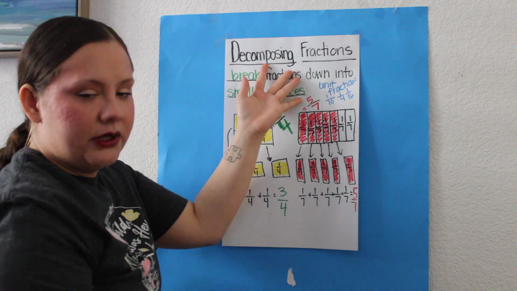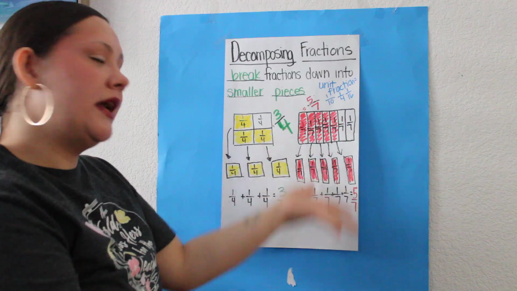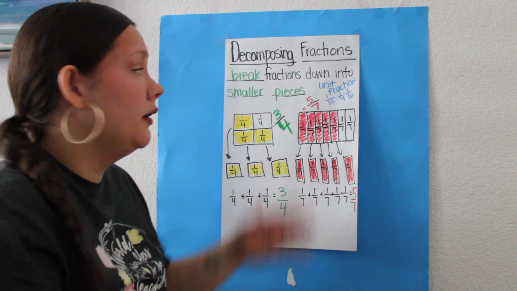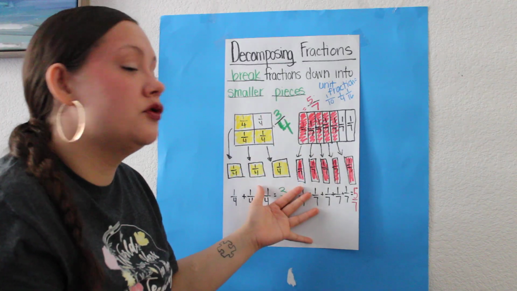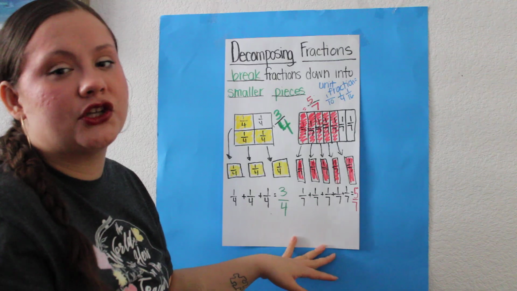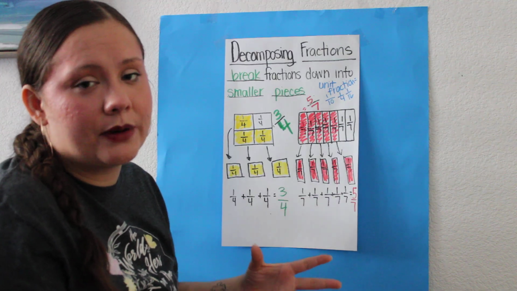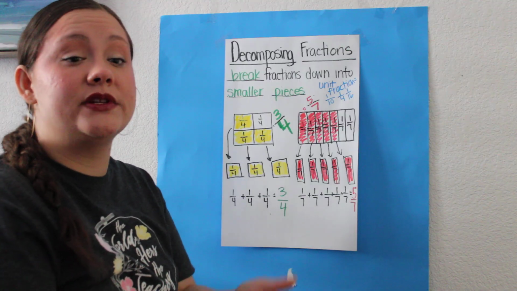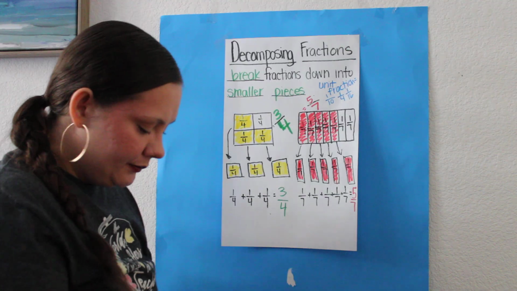But that's all you're doing. You're just taking these models, breaking them apart. There's different ways to break fractions down into different parts. But for today, we're just learning how to do it by unit fraction. Unit fractions just represent one piece of an entire fraction model, and that's why there's always going to be a 1 on top.